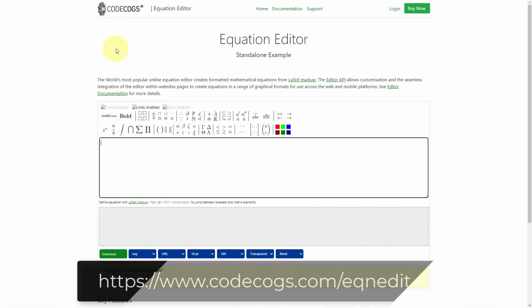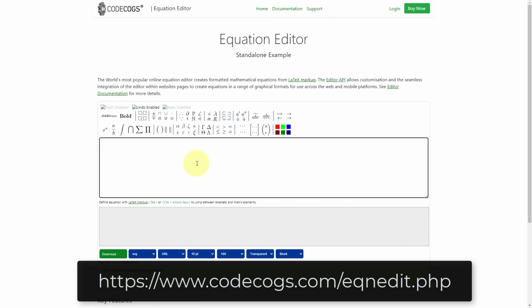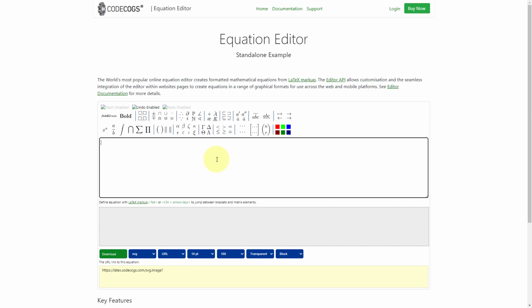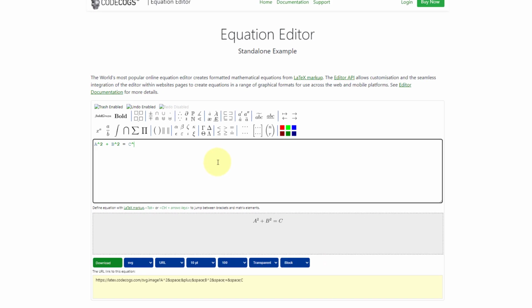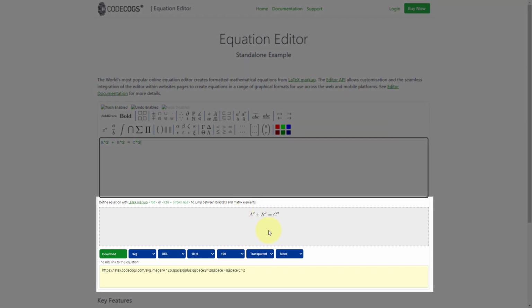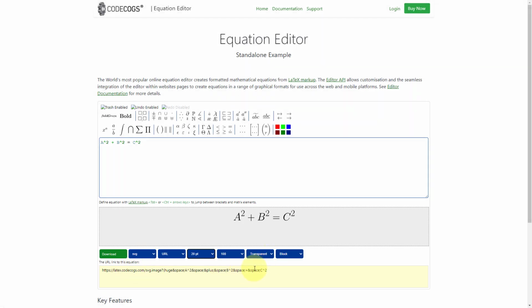Another way you can do this is you can generate your equation, and this is going to be better for more complex equations, using an online editor. I'm using a CodeCogs editor online, and it's free. So I would type in a squared plus b squared equals c squared, and I get an image generated down here. I can download the image as SVG, PNG, etc., and I can make it as big as I want, up to 20 points. And I get a URL here.